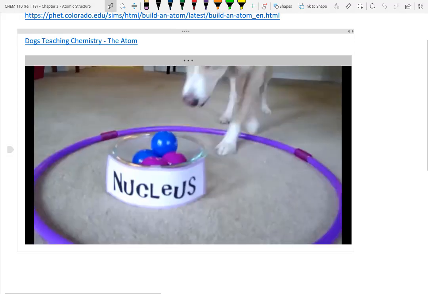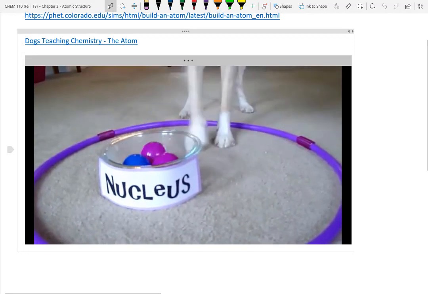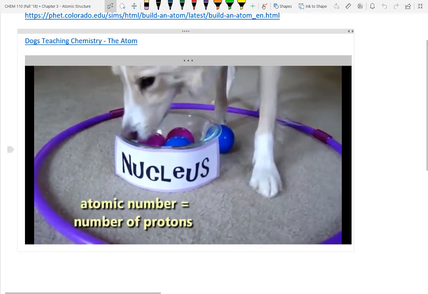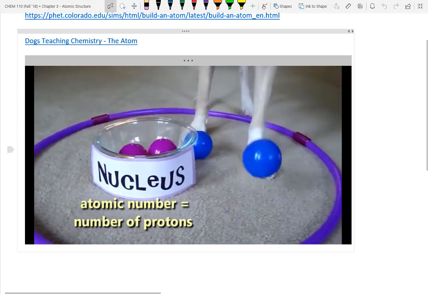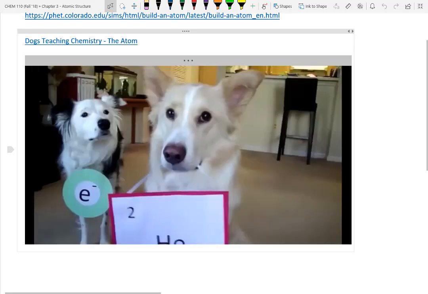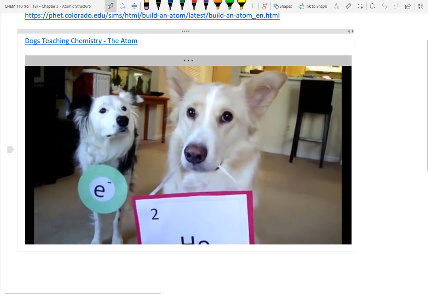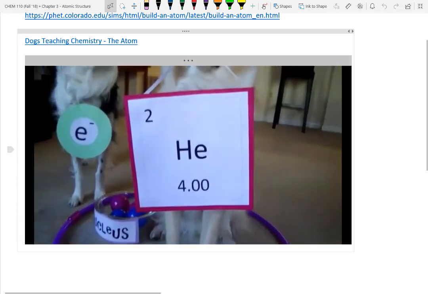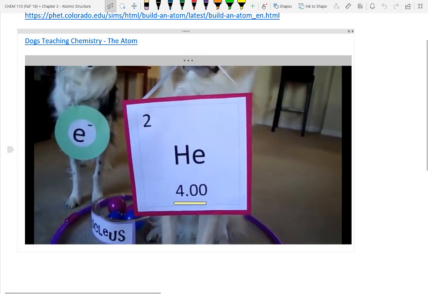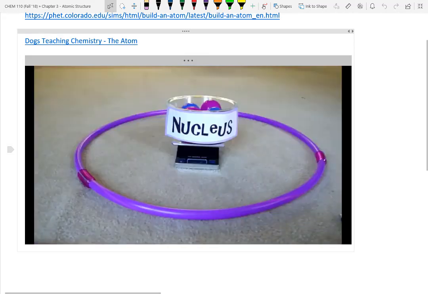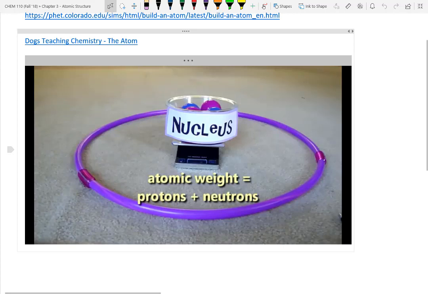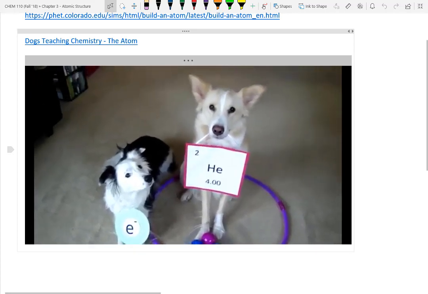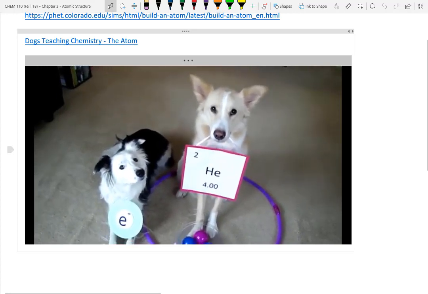Let's try to figure out what element Paige and Dexter have made. Dexter is counting how many protons we have. That'll give us our atomic number. Looking at the periodic table, you can find the atomic number, which is usually located in the upper left corner of an element square. The atomic weight is the number located on the bottom, which is the number of protons and neutrons in an atom. Great job, guys! The element is helium.